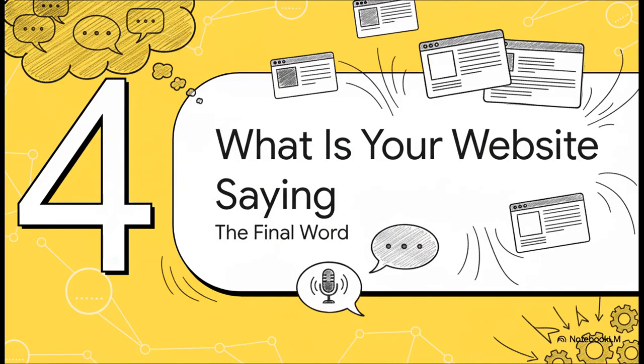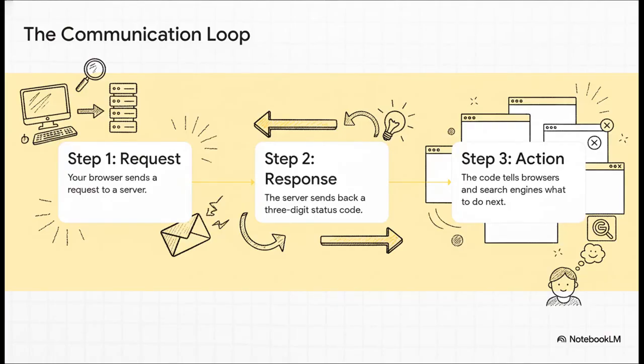Okay, let's bring this all together. Now that you understand the language of the web, it's time to think about the conversation your own website might be having. Just remember, it all comes down to this simple, constant loop. 1, your browser makes a request. 2, the server instantly replies with a 3-digit code. And 3, that one single code dictates what everyone, your browser, search engines, and your visitors, does next. It's that simple and that powerful.